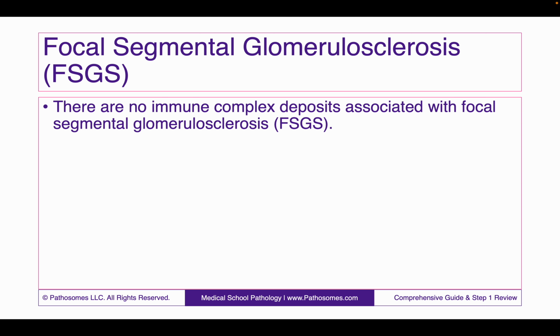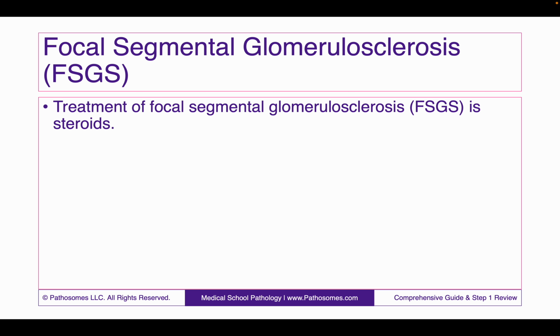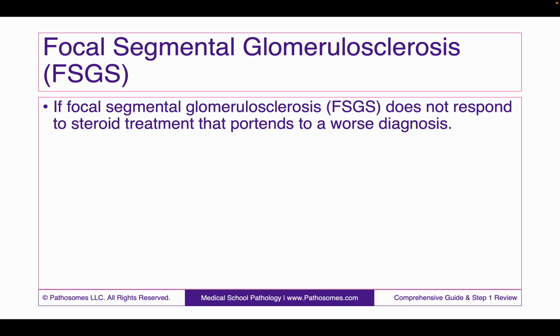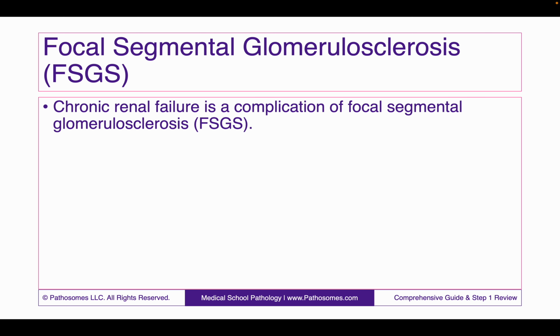There are no immune complex deposits associated with focal segmental glomerulosclerosis. Treatment of FSGS is steroids. And if focal segmental glomerulosclerosis does not respond to the steroid treatment, that portends a worse diagnosis. Chronic renal failure is a complication of FSGS.